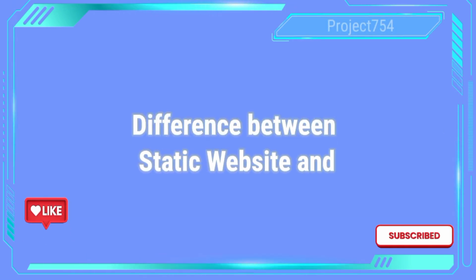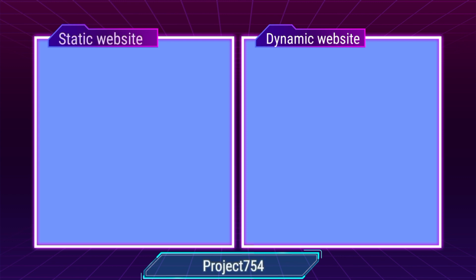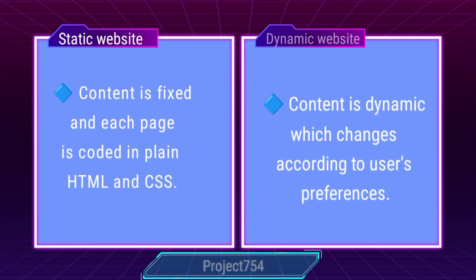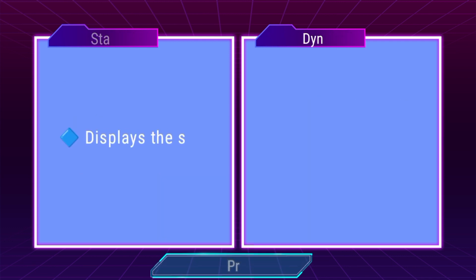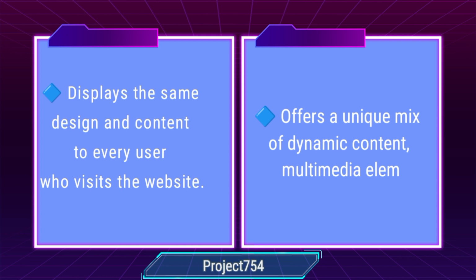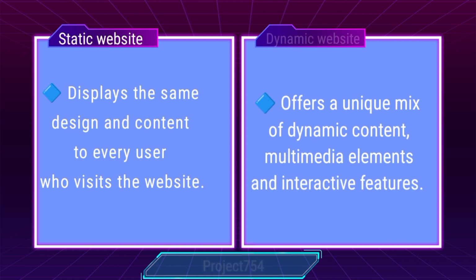Difference between static website and dynamic website. Static website. Content is fixed and each page is coded in plain HTML and CSS. Dynamic website. Content is dynamic, which changes according to users' preferences. Static website. Displays the same design and content to every user who visits the website. Dynamic website. Offers a unique mix of dynamic content, multimedia elements, and interactive features.